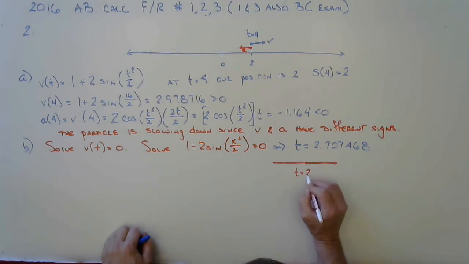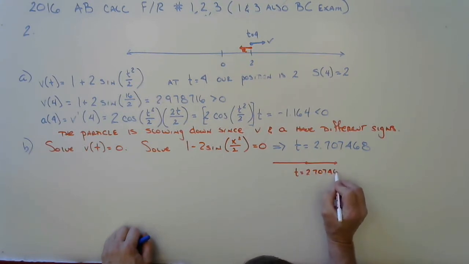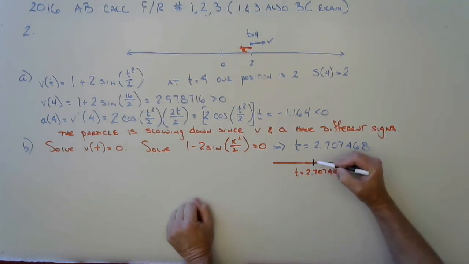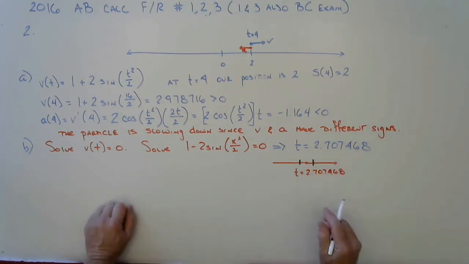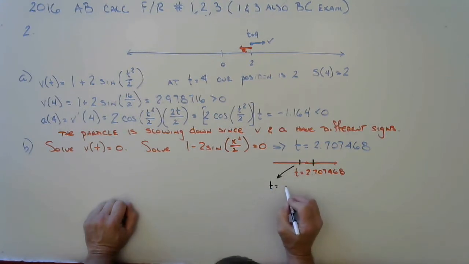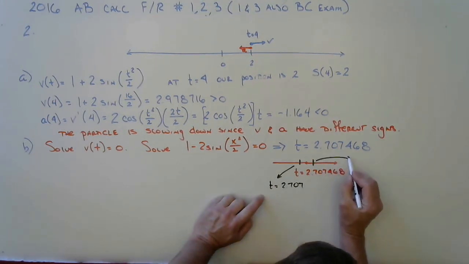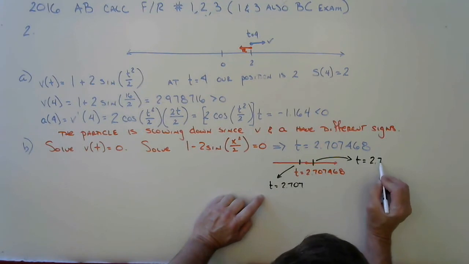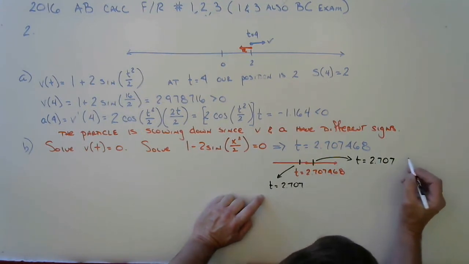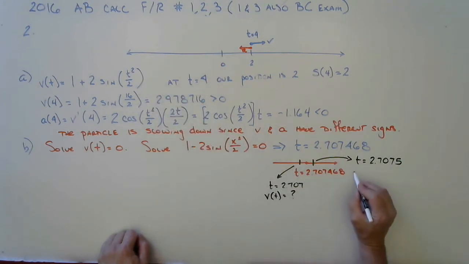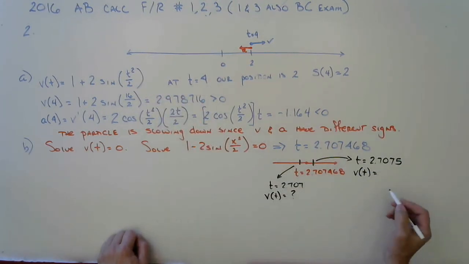I have t equals 2.707468. I need to plug in a time after that and a time before that. You need to take a time bigger than this and a time smaller than this, right? So maybe this one is t equals 2.707. We'll just start there. And this one over here is going to be t equals 2.707, and instead of a 4, we'll put a 5. And then you're going to find v of t here using your calculator.